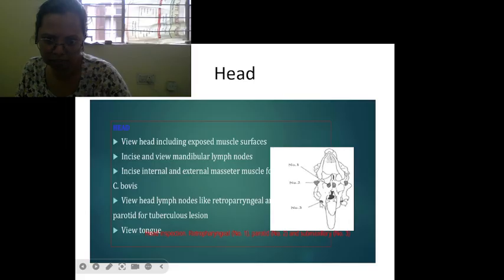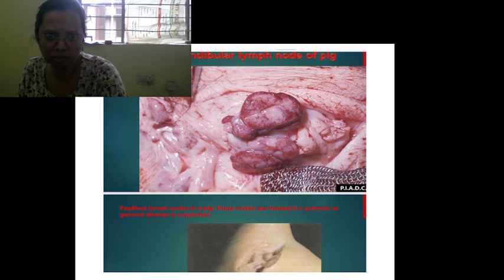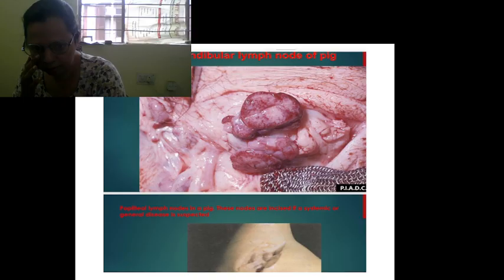Here we have the submaxillary, parotid, or retropharyngeal. So we see these for tuberculous lesions. Mandibular lymph node: this is a mandibular lymph node, and the popliteal lymph node in the pig. These lymph nodes are seized when a systemic general disease is suspected.